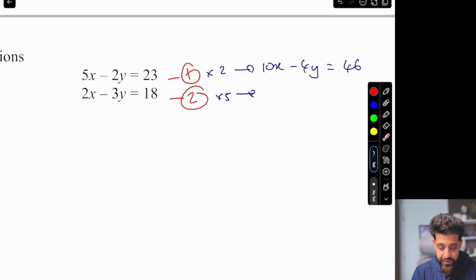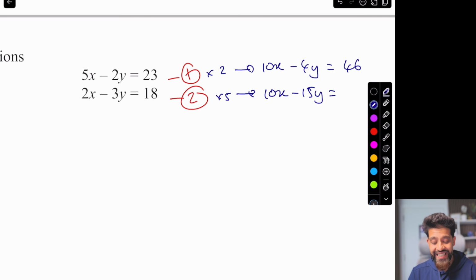Same with this one now, but times 5. So 2x times 5 is 10x, minus 3y times 5 is minus 15y, and 18 times 5. See, now we have to work that out.